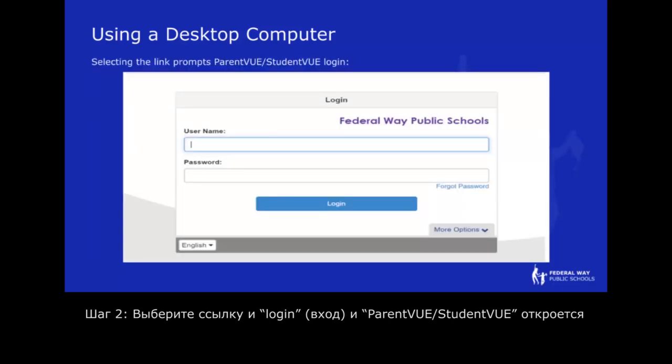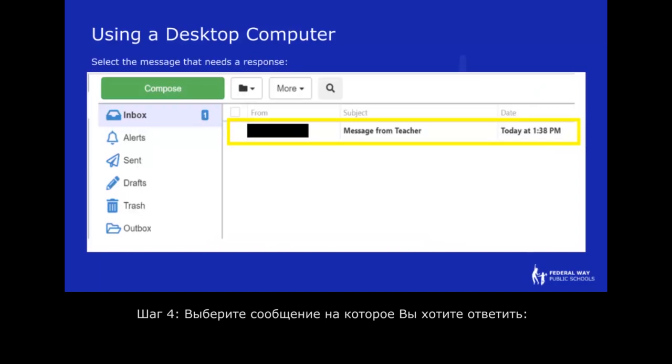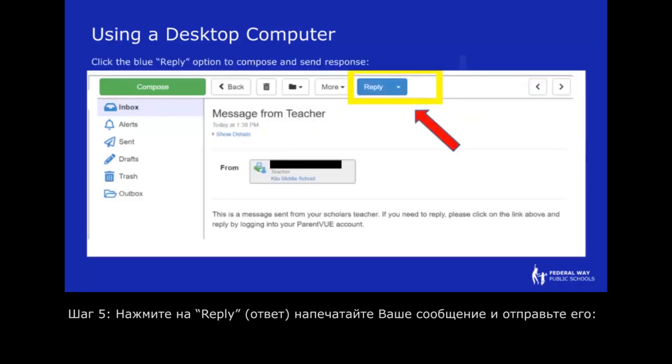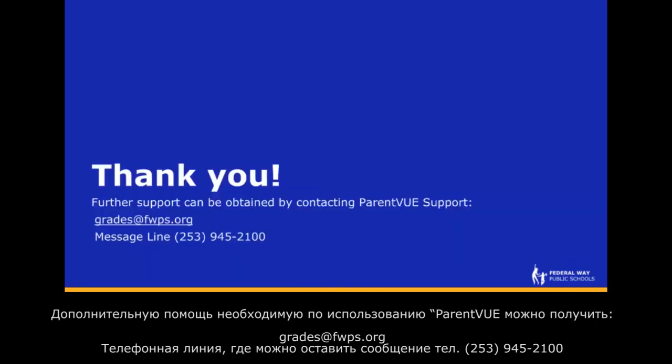Selecting the hyperlink opens a new window and prompts a secure login to ParentView or StudentView. Once you're logged in to ParentView or StudentView, select Synergy Mail. Your inbox will display all messages received. Select the message that needs a response. Click the blue reply option to compose and send a response.